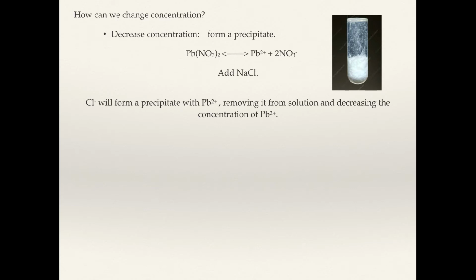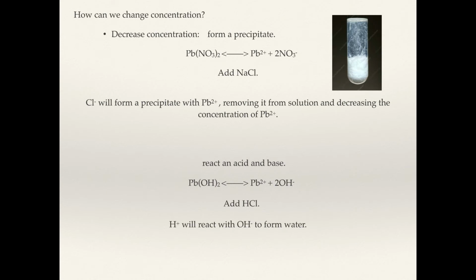The other way to decrease concentration is to allow an acid and a base to react. So let's look at that. Here is another equilibrium, lead hydroxide, and it produces lead ions and hydroxide ions. Remember, hydroxide, OH-, is a base. So what we could actually do to remove hydroxide is allow it to react with an acid. Remember, when an acid and a base react together, they form water. And so I could add, for example, HCl or any acid, HNO3, whatever acid you want to add. And what happens is that the H+ from that acid will react with the hydroxide to form water.